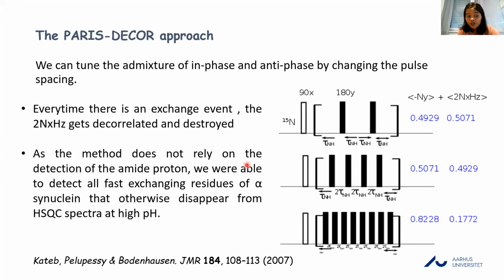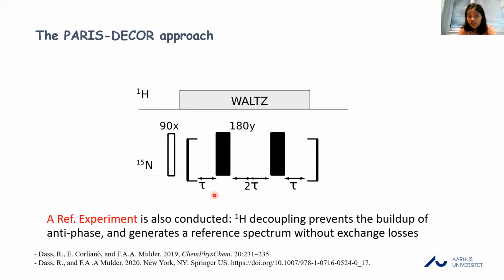And as the method does not rely on the detection of amide protons, we're able to detect fast exchanging residues at a very high pH. In addition, we also do a reference experiment where there's Waltz decoupling on the proton channel, which helps us generate a spectrum that contains no exchange losses. If we compare the intensity from this spectrum to the intensities that were determined previously without the Waltz decoupling, we are able to get our exchange rates. The methodology, the pulse sequence, and the code to do so are available in this manual that we wrote last year.